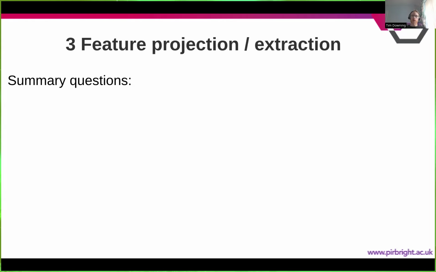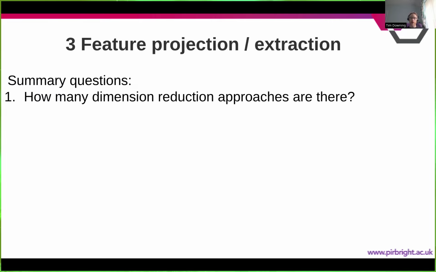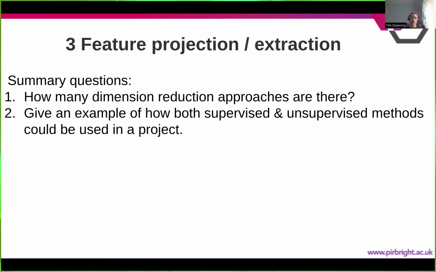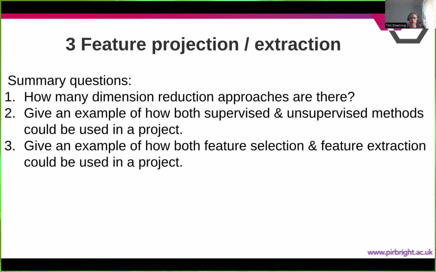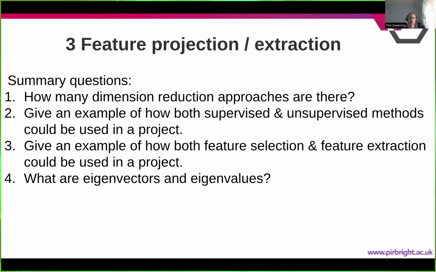What we can summarize in this area, we're talking about more practical components in the demonstration videos, is some questions you should be able to answer at the end of this. Like, how many dimension reduction approaches are there? And maybe you can give an example of how both supervised and unsupervised methods can be used in a project. In addition, you can say more about how both feature selection and feature extraction could be used in a project. And then also what are eigenvectors and what are eigenvalues and why are they different?